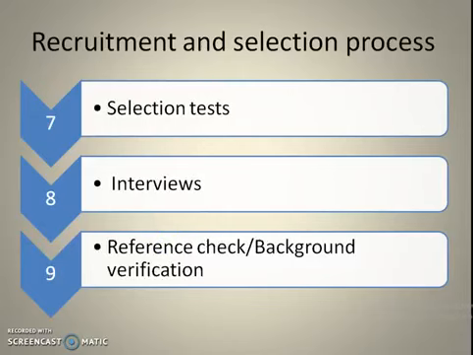Then we go for a selection test. Once the candidates are selected, we give them a call or an email stating that they have to attend a particular test. There are a number of selection tests available in the world. People can go for an aptitude test, dexterity test, intelligence test, English proficiency test, or English comprehension test. There are different types of tests available to choose from, and the test has to be chosen according to the needs of the job.